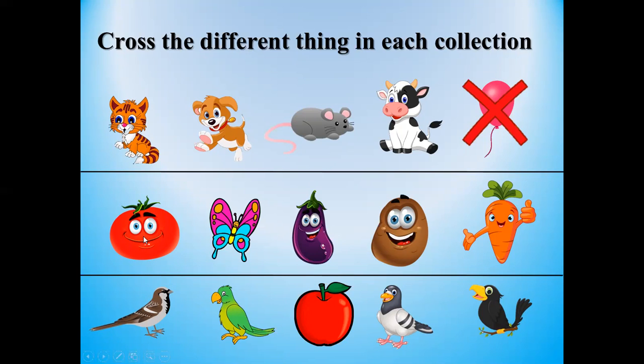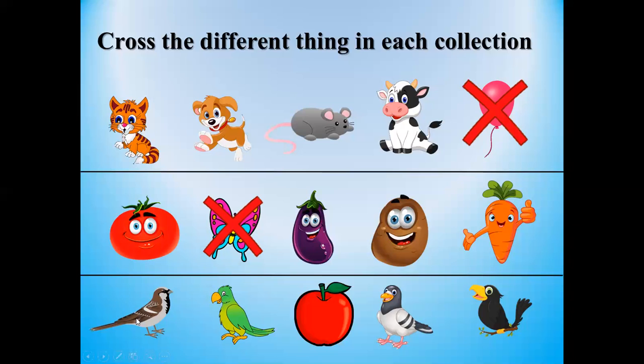Yes. Look at this. There is also a collection of some objects. Right. Tomato is a vegetable. Brinjal is a vegetable. Potato is a vegetable. And carrot is also a vegetable. But look at this. Butterfly is not a vegetable. So we will cross the butterfly.